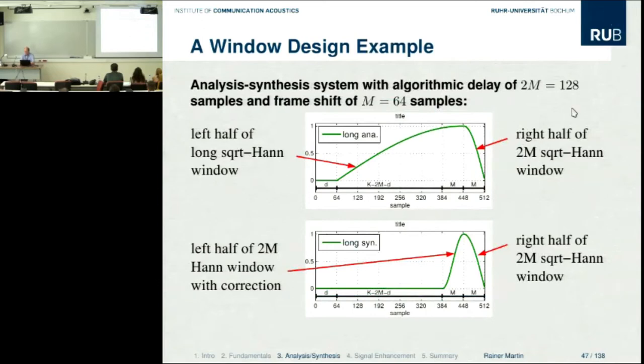Okay, once more, a window design example, because we will need that in the hands-on, but I will also explain it again then.